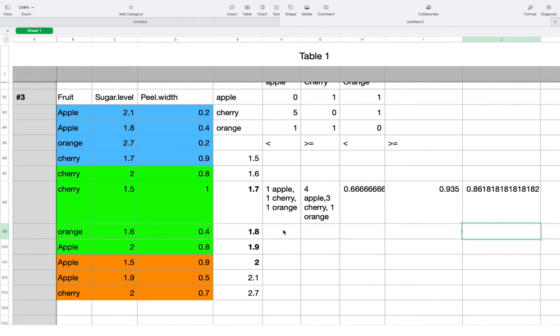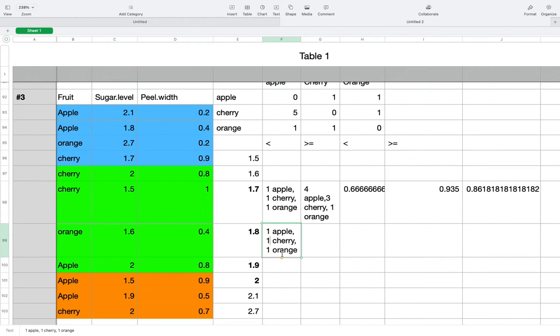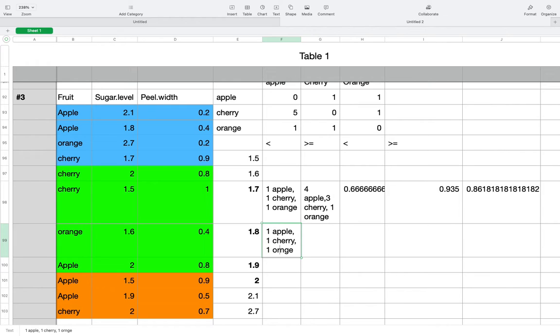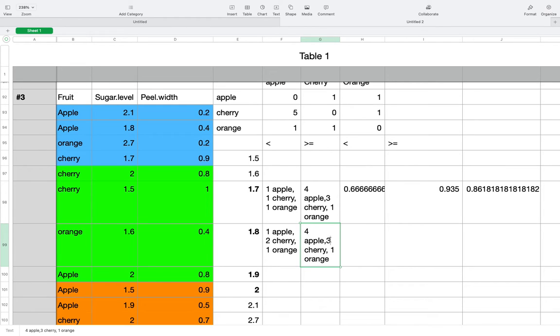Let's do 1.8 now. Less than 1.8. Where are we adding? Cherry, orange, apple. All right, so we just added an additional cherry. It looks like that, right? Because now I have cherry, orange, apple. So now we have 2 cherries, and here we lost the cherry. And this becomes 2 cherries, all right?